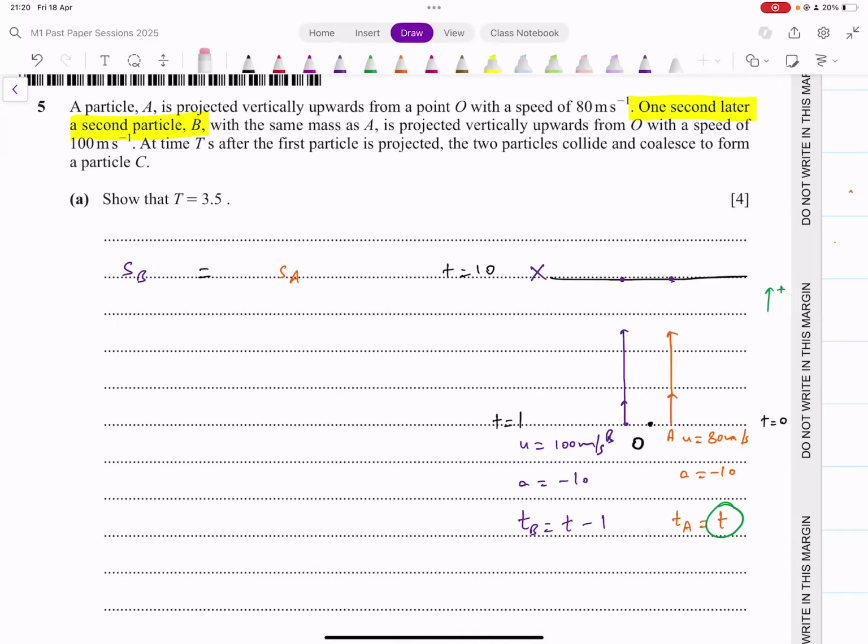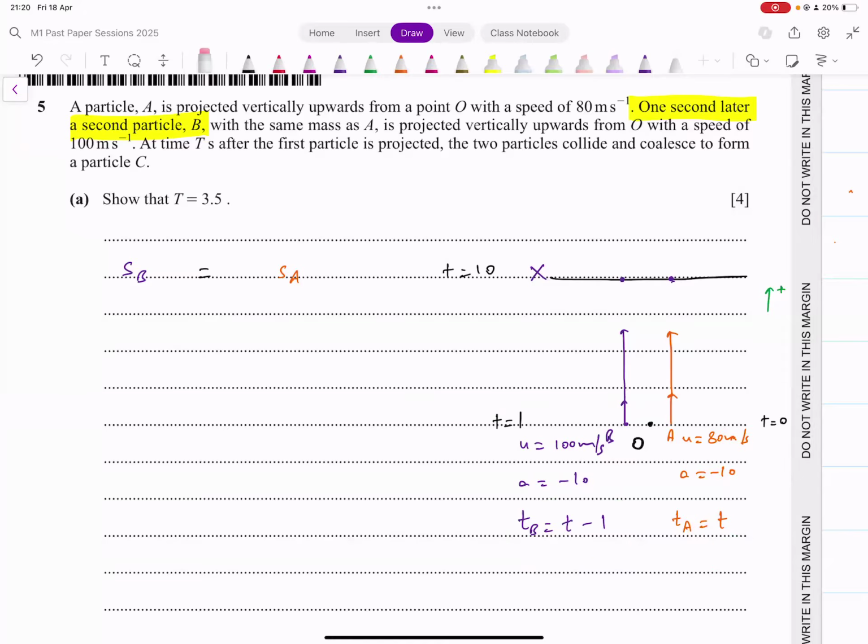You could also do it the other way around. If you consider the time for B as T, then this time would have been T plus 1. All right. But since they want the time from the start, A was projected first. If we want the value of T directly, we should take the time for A as T, and the time for B would be T minus 1.